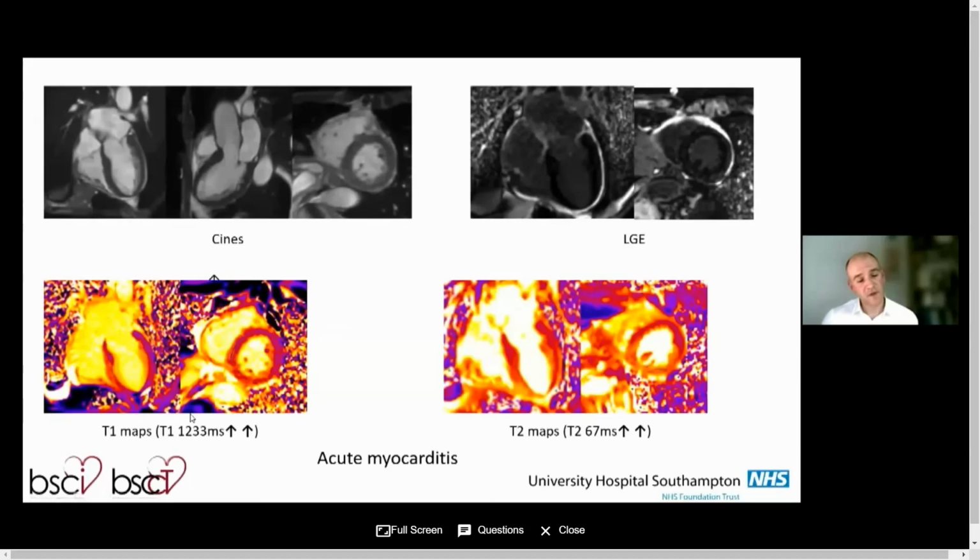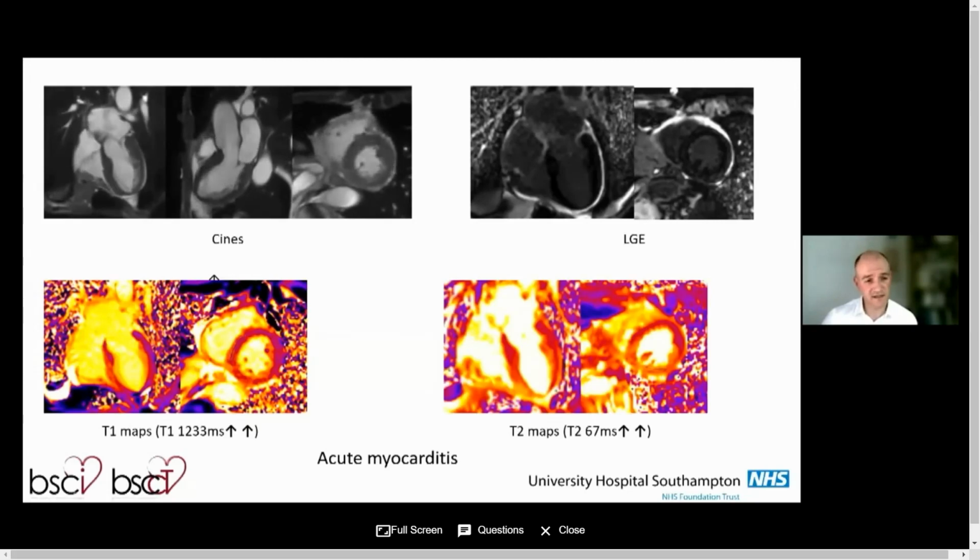I should note at this point that there are no standardized values for elevated T1 and T2 relaxation time. It's very much dependent on the field strength of the magnet you're using and the specific vendor that you're using. And most centers have to do some internal validation with their physics team to work out what the normal range of T1 and T2 relaxation times are.